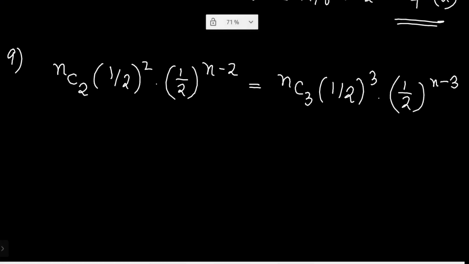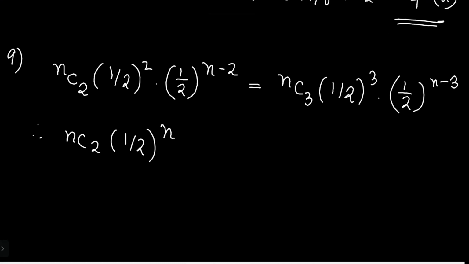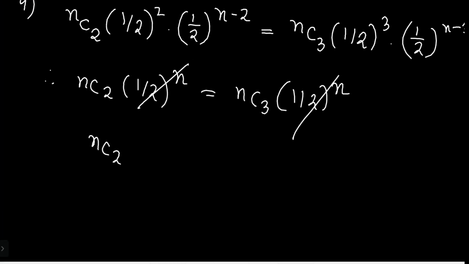Now you can see if we simply solve this, it is nC2 into (1/2)^(2+n-2) into nC3 into (1/2)^n. The 3 gets cancelled, the 2 gets cancelled. So this cancels out, and nC2 is equal to nC3. From this you will get n is equal to 5.